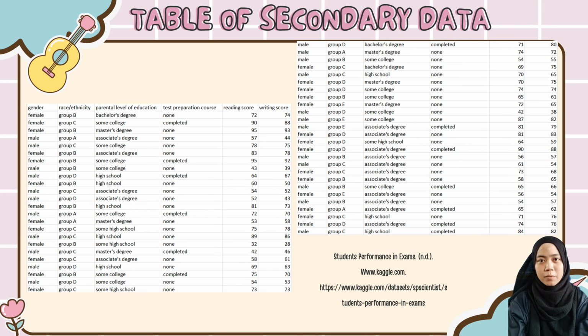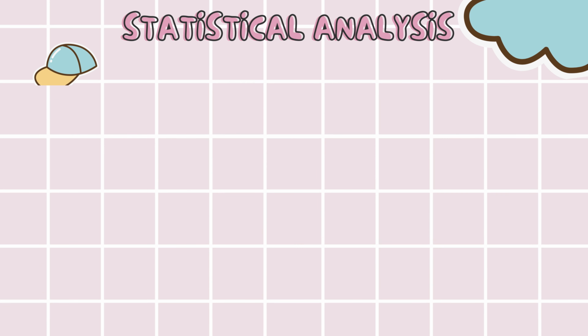So here is our table of secondary data that we collected from www.kaggle.com. This table is about student performance data in education and it contains gender, race, parental level of education, test preparation course, reading score, and also writing score.